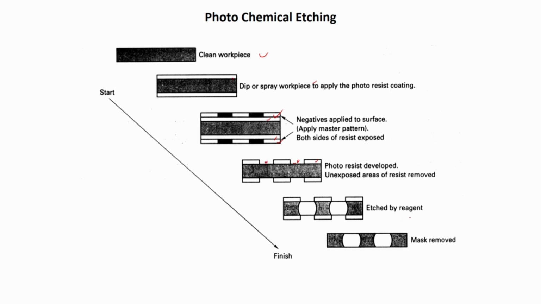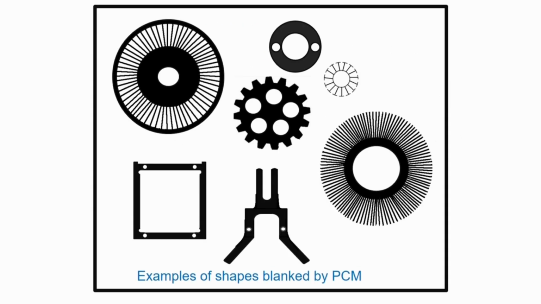After that, the workpiece is machined by chemical etchant, and after that, whatever mask is there is removed. So this kind of complicated surface can be generated by using the photochemical method. These kinds of complicated details can be generated by the photochemical machining process.